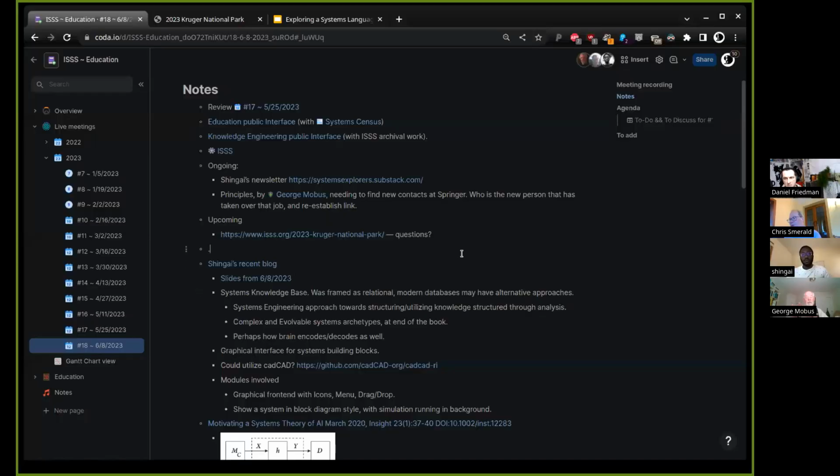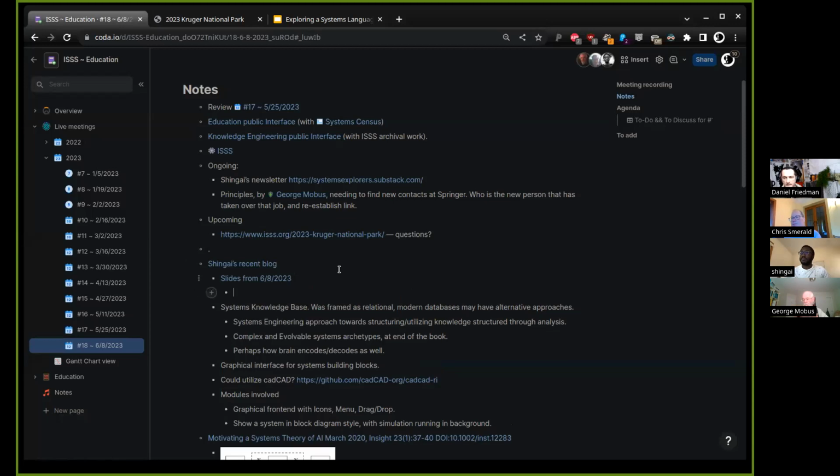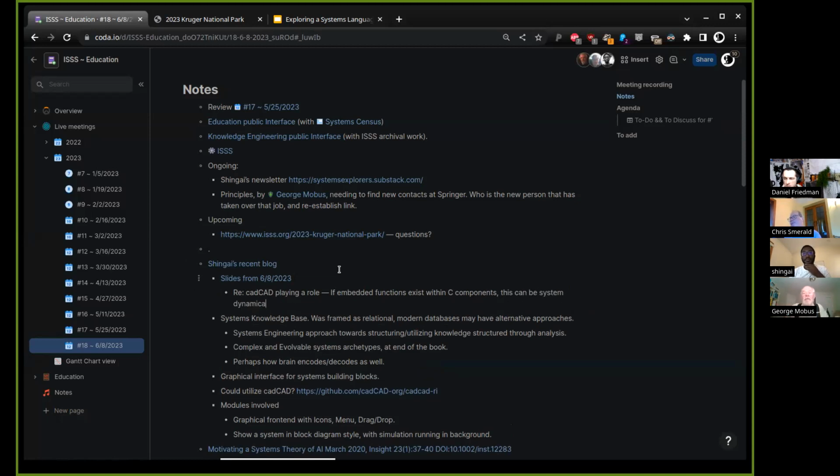Mm-hmm. So I'll go back and note that when we were talking about JavaScript as a language to implement those functions, those functions are embedded in each one of those components. When they are linked, and maybe CAD/CAM will actually provide that capacity, that then becomes the system dynamic model of the system that you've just been constructing, analyzing, building, and so forth.